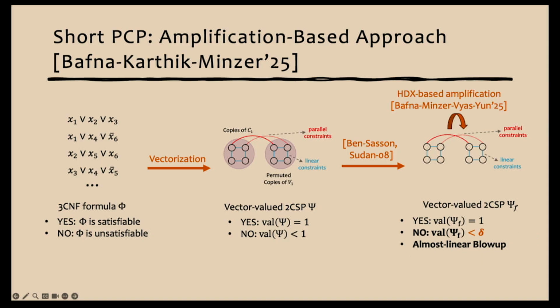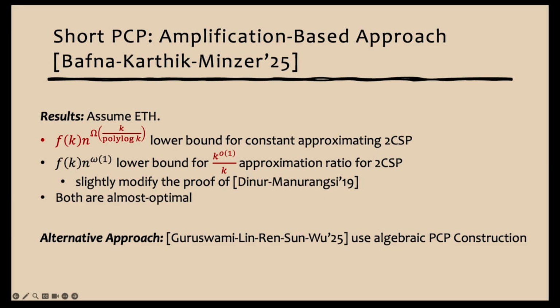So then, to get a constant inapproximability, it applies gap amplification based on high-dimensional expanders. And finally, it gets the constant inapproximability with only almost linear parameterized blow-up. So the final result is that, assuming ETH, we can obtain an almost optimal lower bound for constantly approximating the CSP. And by slightly modifying the proof of DM19, we can get the FPT lower bound for almost optimal inapproximability to CSPs.